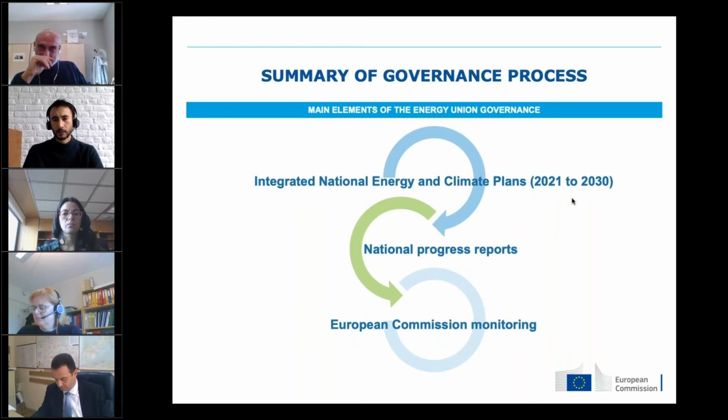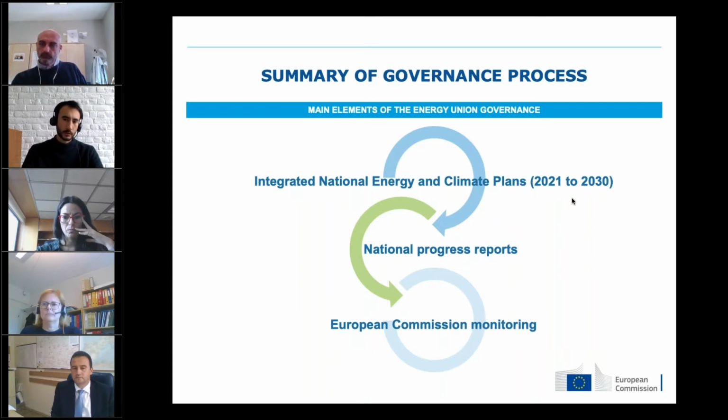To explain briefly how it works, at the core of the governance we have the National Energy and Climate Plans, NECPs. The first ones cover the next decade, basically from 2021 to 2030. So the 2030 objective is the final horizon. And then along the decade, we will have national progress reports and monitoring by the European Commission.